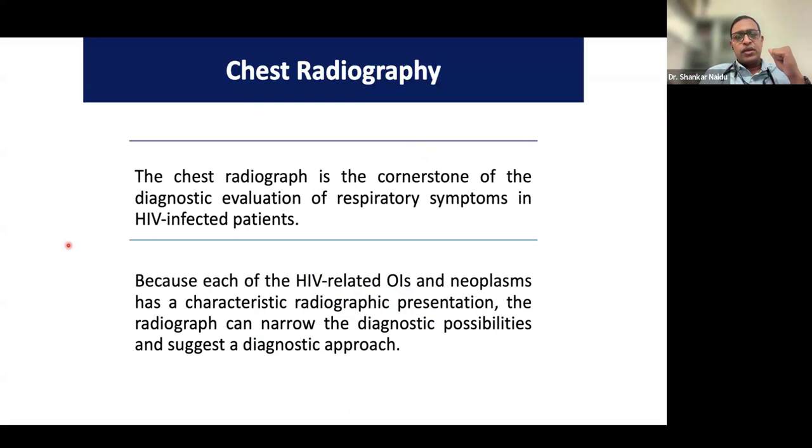Chest radiography is one of the major, easily available and cheaper investigations, and it is a cornerstone for diagnostic evaluation for any patient presenting with respiratory symptoms. It is even more important for our group of patients, that is PLHIV, because each of the HIV-related opportunistic infections and neoplasms has a characteristic radiographic presentation. Obtaining a radiograph at the time of presentation with respiratory symptoms narrows down the diagnostic possibilities and suggests the most possible etiology and further management approach.